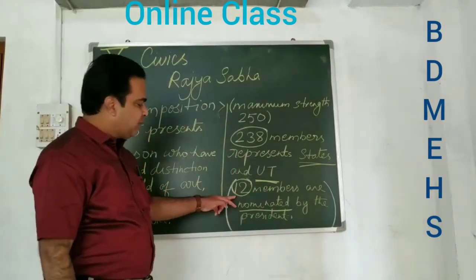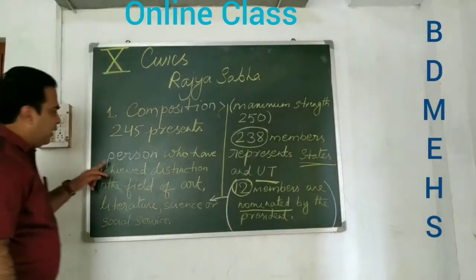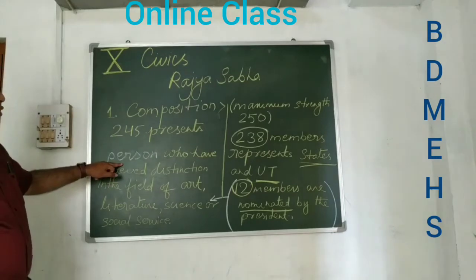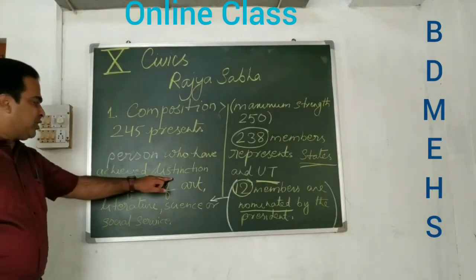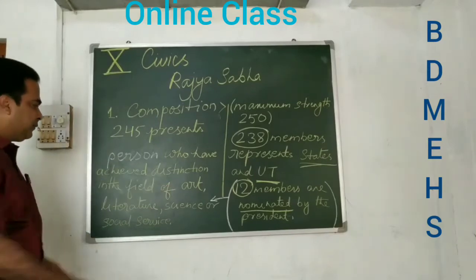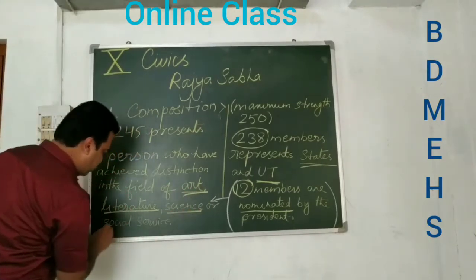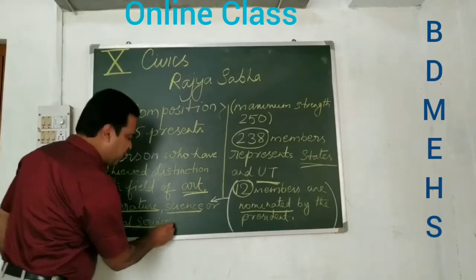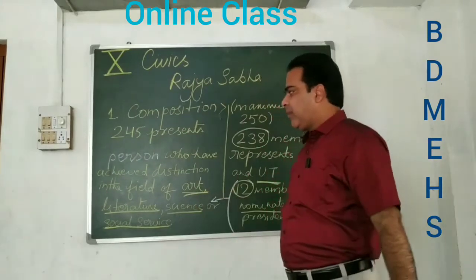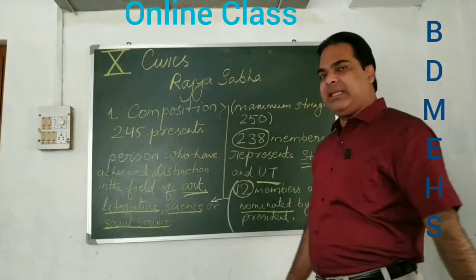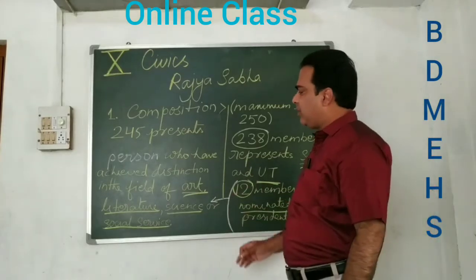So who are these nominated people? Nominated by the president, these are persons who have achieved distinctions in the field of art, literature, science or social service. They have done great achievements in these fields. They have excelled in these fields. So this is the composition of Rajya Sabha.